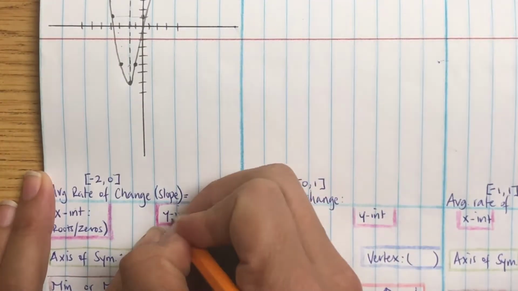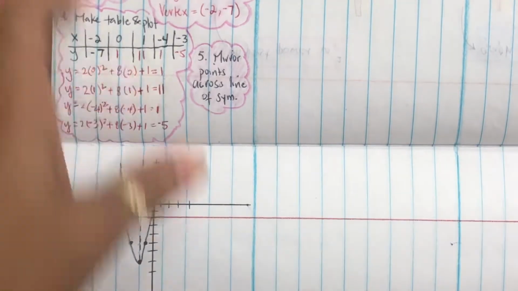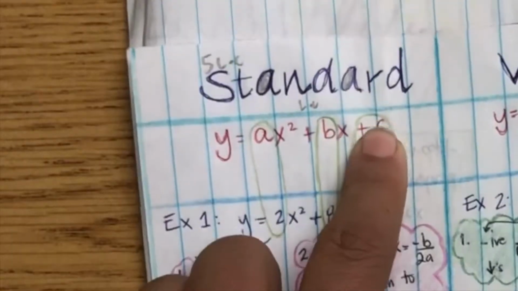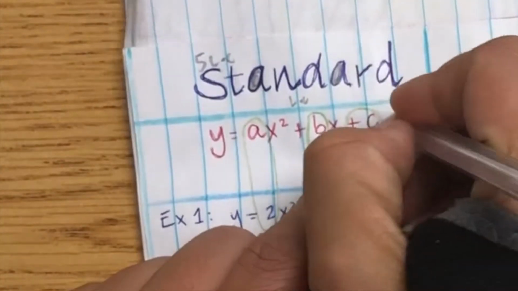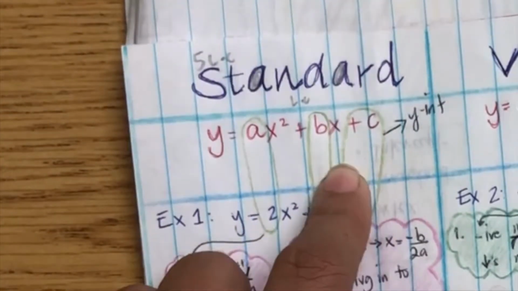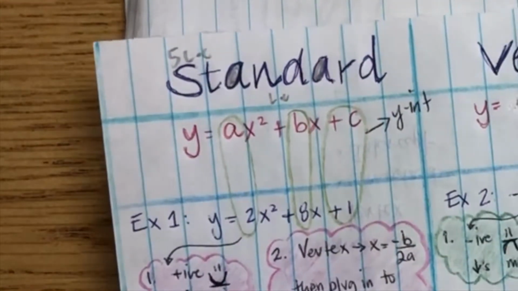Right, now I answer all the questions. What's the y-intercept? Where does it cross the y-axis? When is x 0? X is 0 when y is equal to 1. Or you can look at the graph. Y-intercept, all you have to do is look at the c. So the c is the y-intercept. So c is 1. The y-intercept is 1.